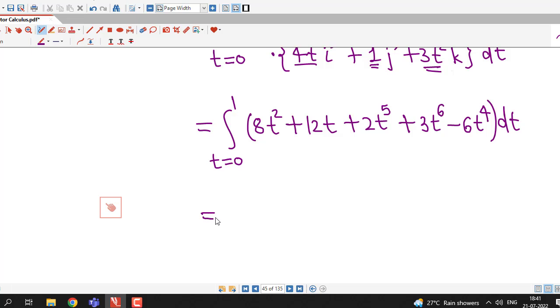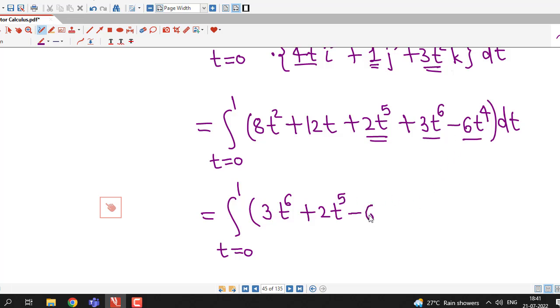Now we arrange all these terms containing powers of t. We first write down the highest power of t, which is 3 times t raised to 6. Then we write fifth power of t, 2 times t raised to 5. Then fourth power of t, which is minus 6 times t raised to 4. Then there is no third power, and after that second degree 8t square plus 12 times t.